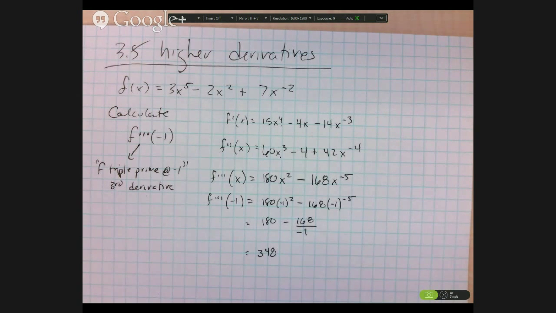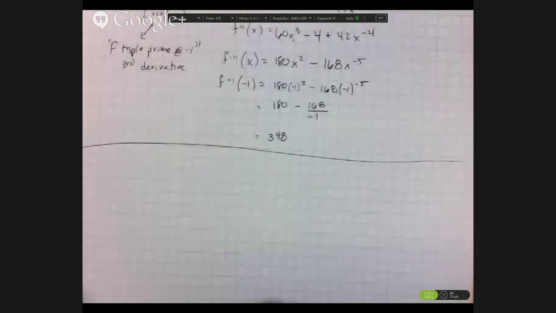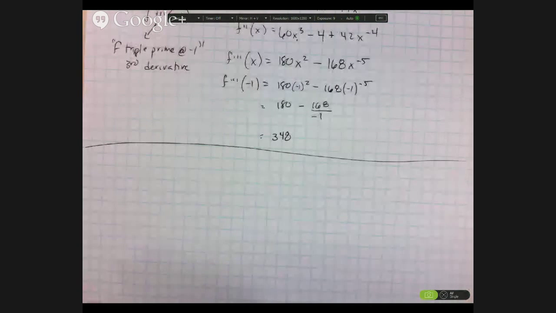Are we good? We've used the power rule repeatedly, until we're sick of it. What's the worst f prime you've ever seen? What if we have something like this?